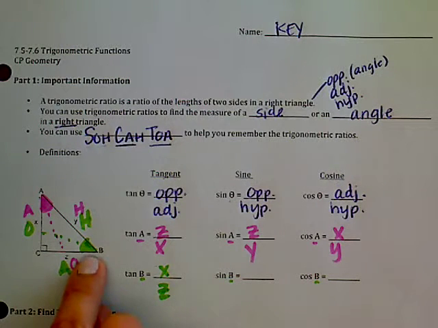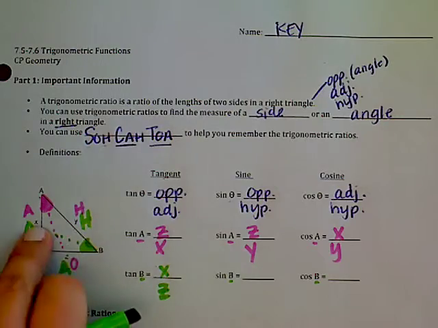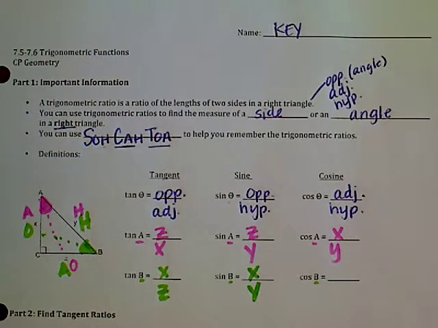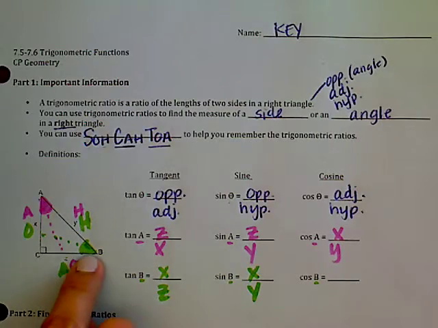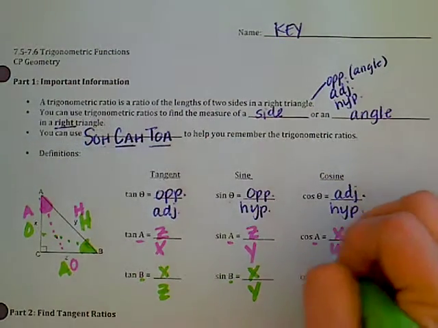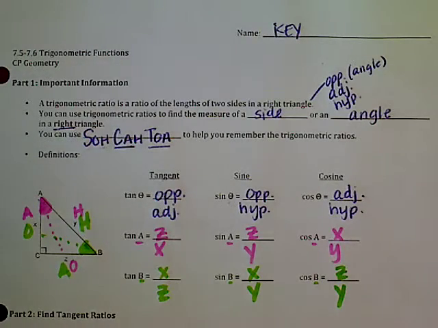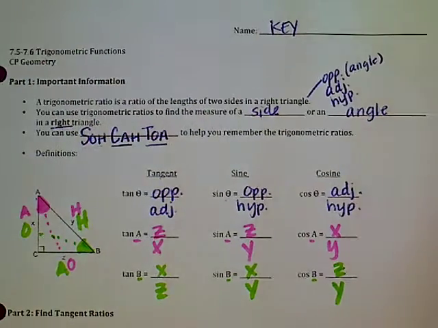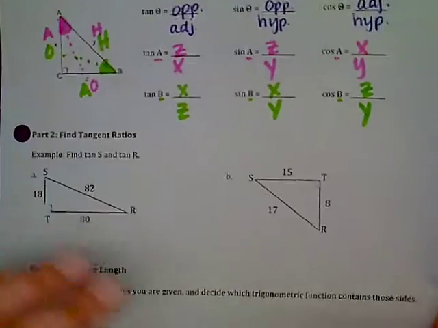Sine, remember, is opposite over hypotenuse, so x over y. Cosine of b is adjacent over hypotenuse, so z over y. And that's it for those basics. Now we're going to move on to part 2 and practice filling in numbers with these.